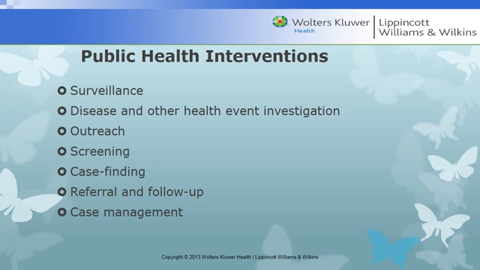The public health interventions, along with definitions, are listed in Table 2-5 on pages 43 and 44. Surveillance is the first one, which involves monitoring health events through ongoing and systematic collection, analysis, and interpretation of health data, and this would be for the purpose of planning, implementing, and evaluating public health interventions.